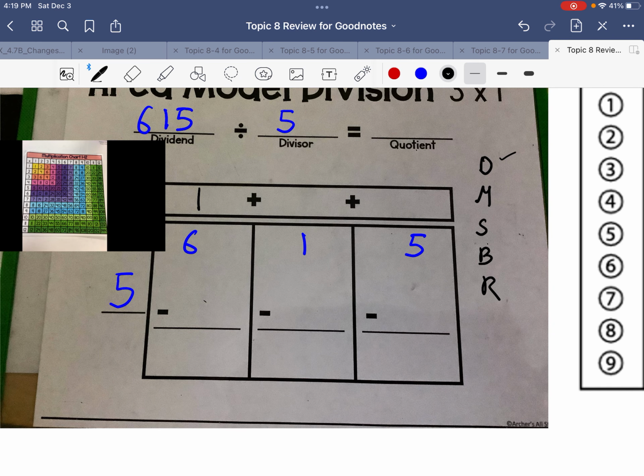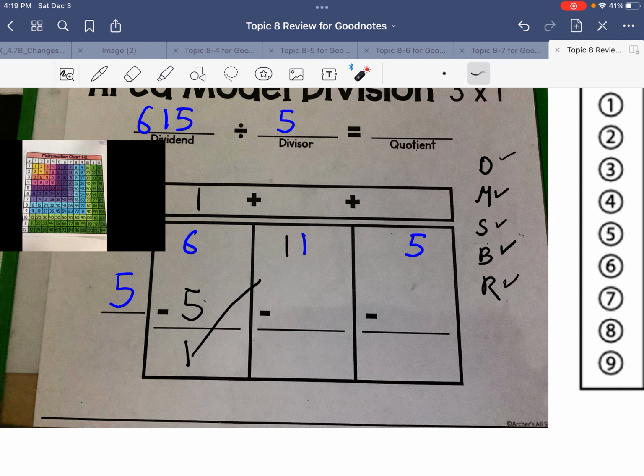So I'm going to put a check mark. Now I multiply 5 times 1. I multiply the side with the top. So 5 times 1 is 5. Now I subtract. 6 minus 5 is 1. I bring up, and I do rover, start over.